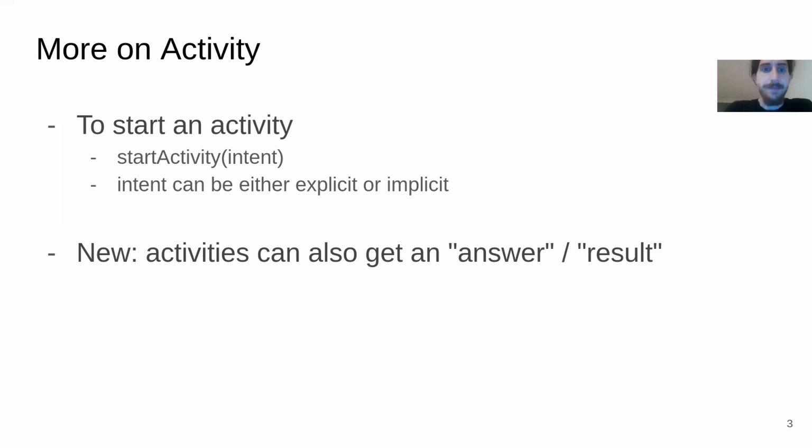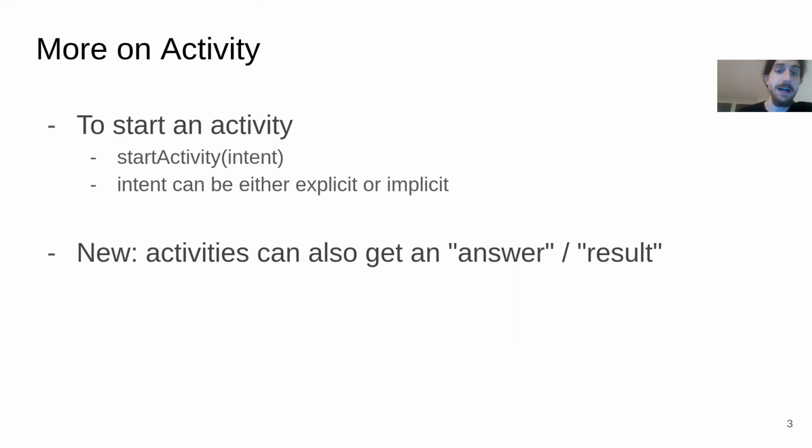So we start with activities. Last time we discussed how to start an activity. You build an intent that specifies a concrete action and a concrete target, the explicit intent, or a generic action, like, oh, I would like to view this URL. That would be an implicit intent. And to start an activity, you call startActivity and pass the intent as an argument. It turns out that activities can also get an answer and return a result.